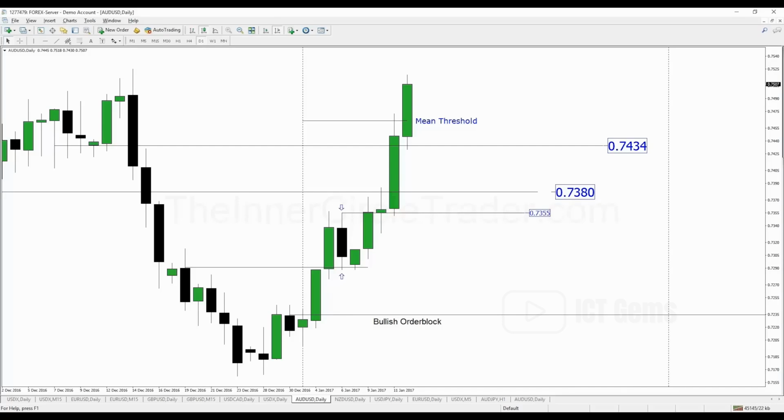Last 60 days, where's the high and the low? Last 40 days, where's the high and the low? Last 20 days, where's the high and the low? That's where your liquidity pools are.